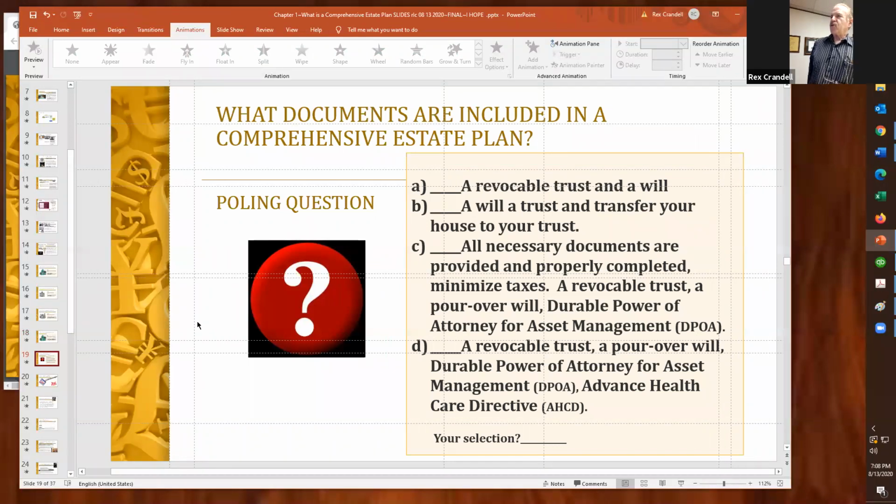So here's a polling question. What is a comprehensive estate plan? Feel like you're back in school again. Is it a revocable trust and a will? Is it a trust and a transfer of your house to the trust? Is a comprehensive estate plan all necessary documents, revocable trust, pour over will, DPOA? Or is it a revocable trust, pour over will, durable power of attorney for asset management, and advanced healthcare directive? Your answer, I'm sure, is D.